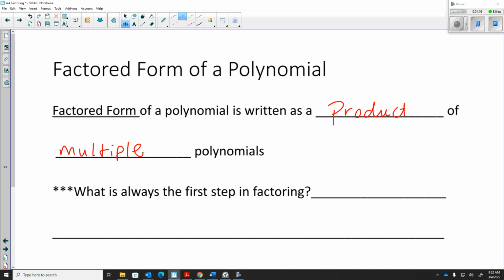So you're taking a big polynomial, you're breaking it up into multiple polynomials that are being multiplied together, just breaking it up into pieces. What's the first step in factoring? First thing you always want to look for? Yes, all the time. Look for a GCF.